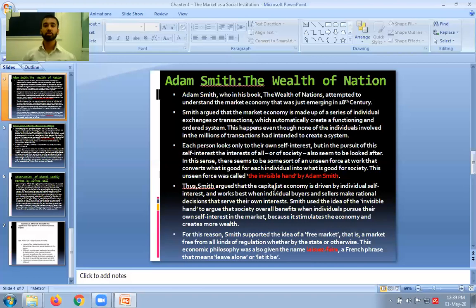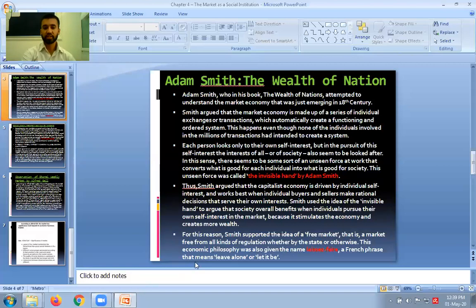So what Adam Smith wants to say here is that the market should be a free market. There should not be much restriction from the government, because if government starts restricting, if government starts regulating, then the fulfillment of the society may not happen to the extent that people want, right? So that's what Adam Smith wants to say here.